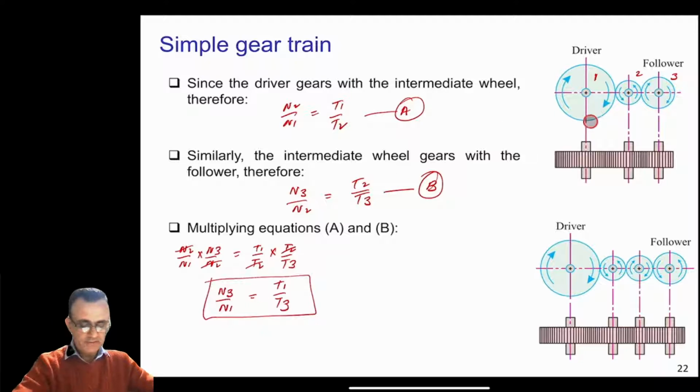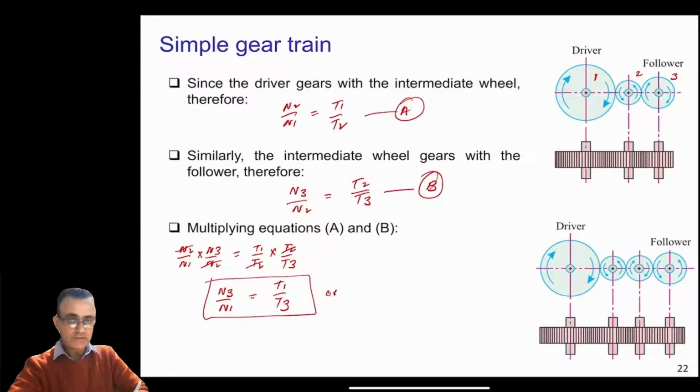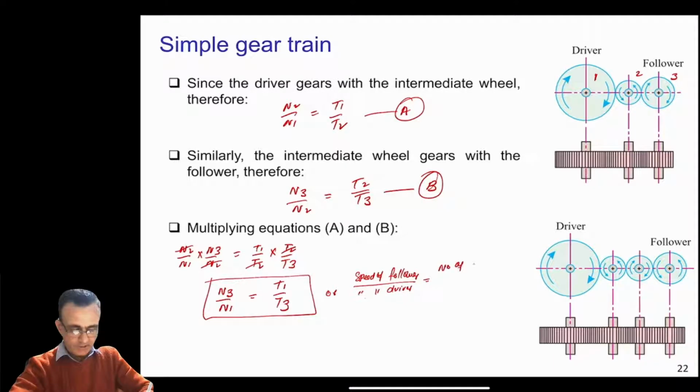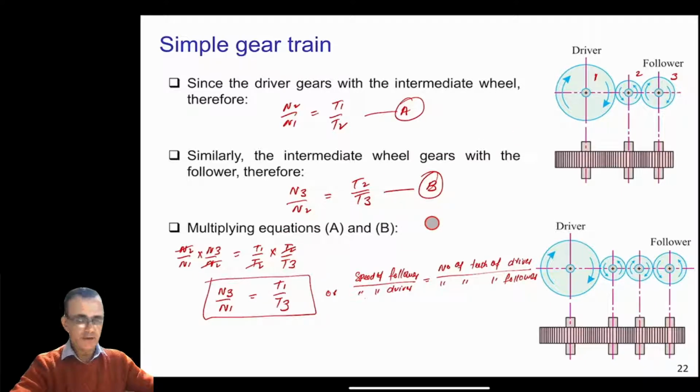So this means that, or simply you can write that speed of the follower divided by speed of the driver is equal to number of teeth of driver divided by number of teeth of follower. You can write this simple equation here.